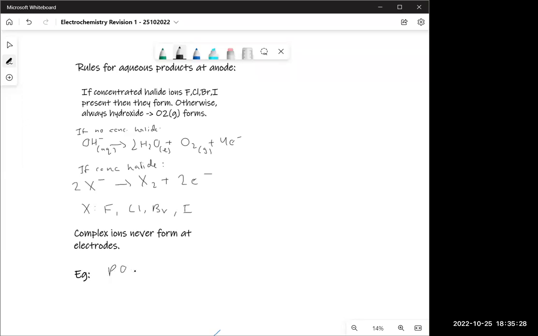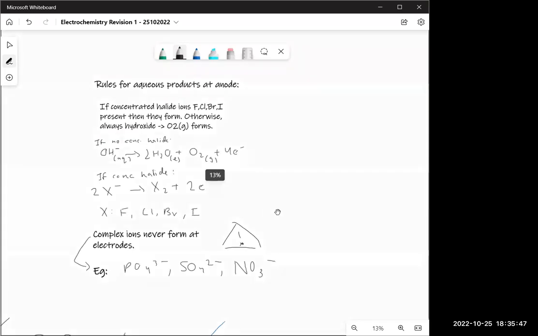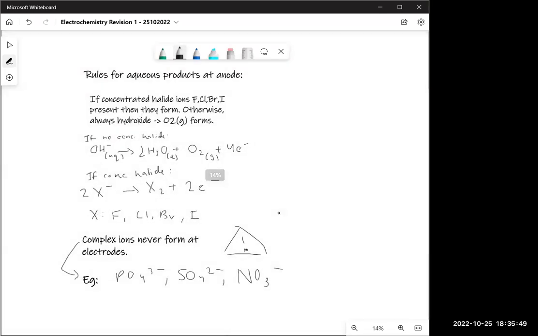Start writing this in your notebook. Now this is PO4 3 minus, or we can have SO4 2 minus, or NO3 minus. Now these guys never form. These are called complex ions. Is that clear? Never. Finish writing, and we'll talk about this in the next class. Any questions, anyone? No, sir. We'll solve questions next class.